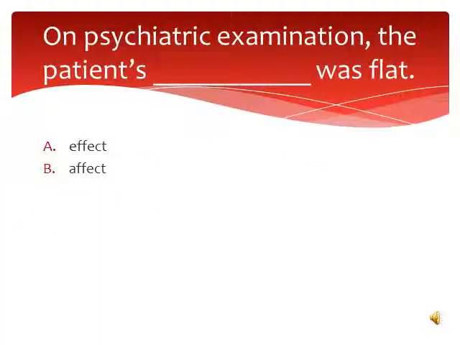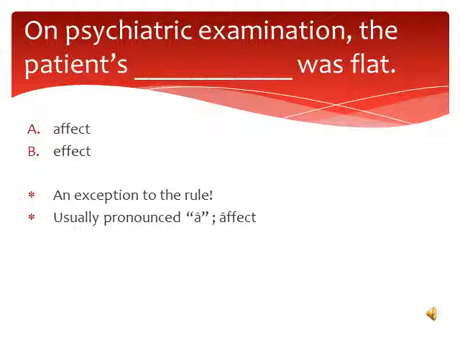On psychiatric examination, the patient's affect was flat. A or B, which one? A is correct, affect. And this, again, is an exception to the rule. It is almost always pronounced with a short A, affect. So here, affect is used as a noun to describe the emotional status of a patient. We don't usually use it very regularly in our everyday vocabulary, but for our medical reports we will, especially when we're talking about neurologic exam or psychiatric exam, such as the patient's affect appeared to be appropriate. So that person's emotional status was appropriate.